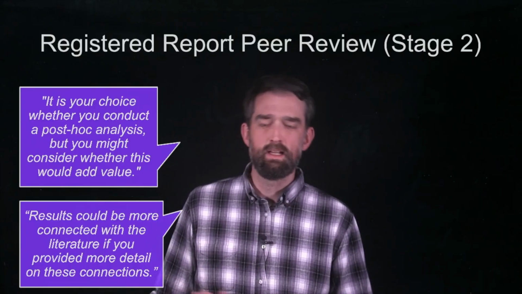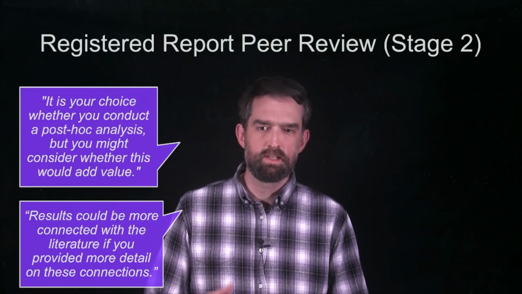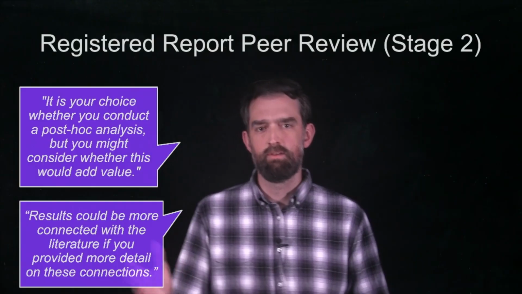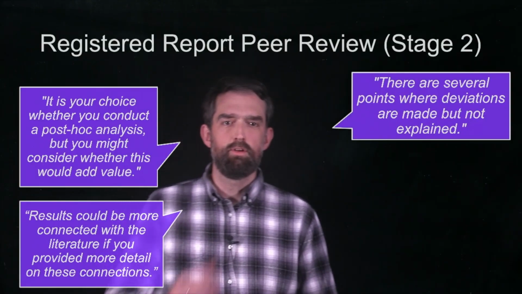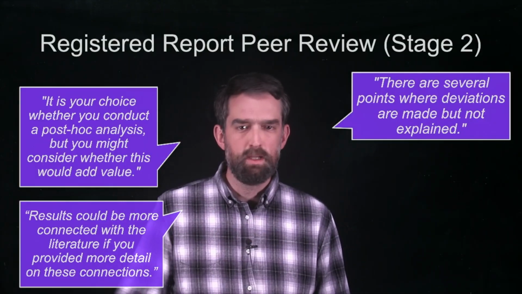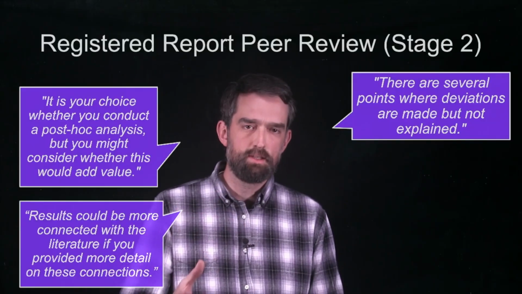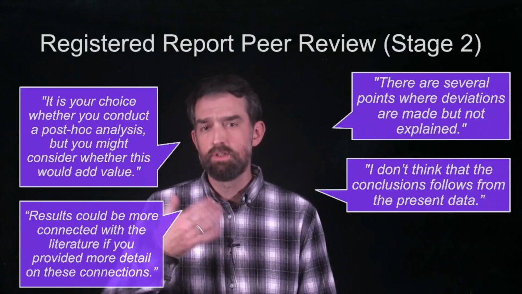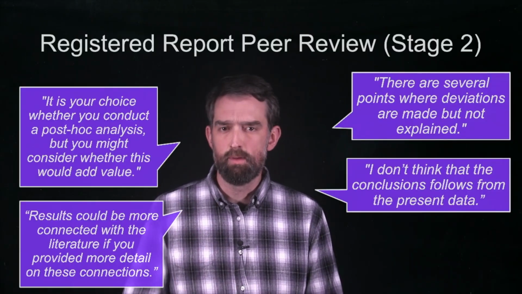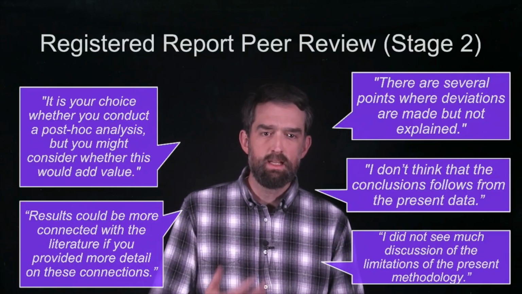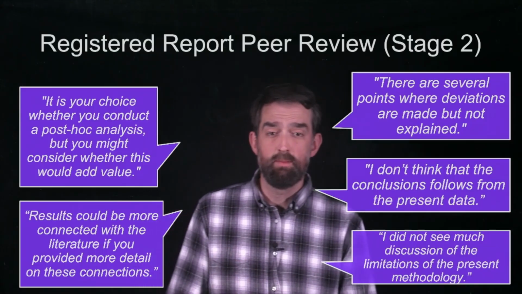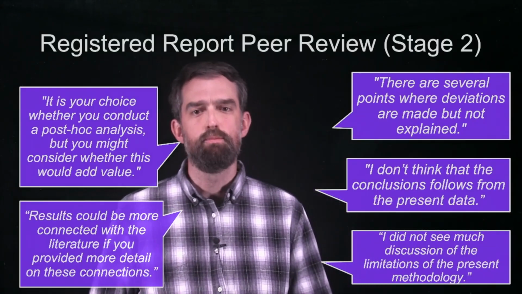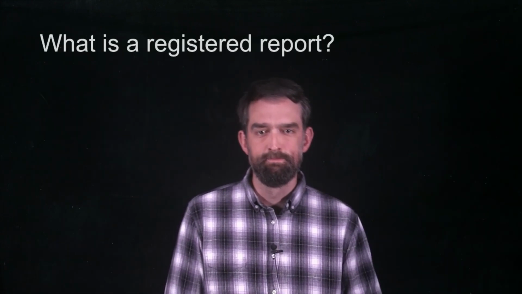Or your results could be more connected to the literature. Maybe you need to figure out your discussion section a little bit better and how those results fit with it. Or there are several points and deviations that you didn't explain. You made changes to your study, and you need to address those from the stage 2 point of view. Or I don't think those conclusions follow what your data says. You need to adjust this a little bit more. Or lastly, you may get, I did not see much in the discussion on limitations, and so you just need to talk about your methodology and your limitations a little bit better.